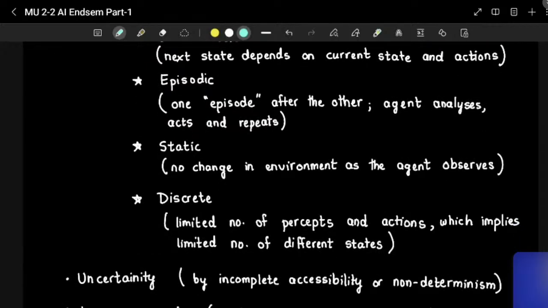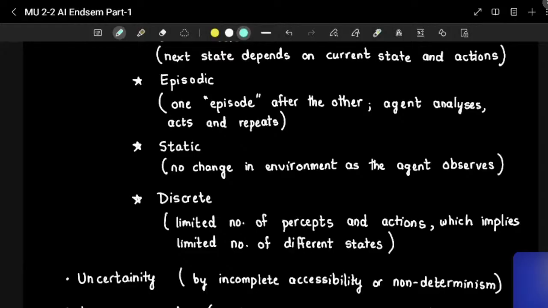Episodic means, let's say you have an agent that simply scans the environment, assesses something, and then performs a certain action. After it performs its action, it's going to forget about everything. Again, scan the environment, analyze whatever it wants to, and then perform an action. So it's like one episode doesn't affect the other. It just keeps doing its work.